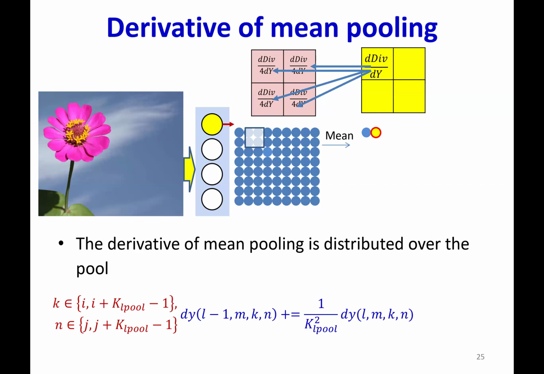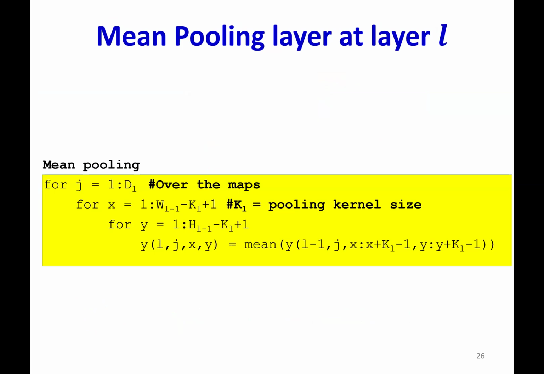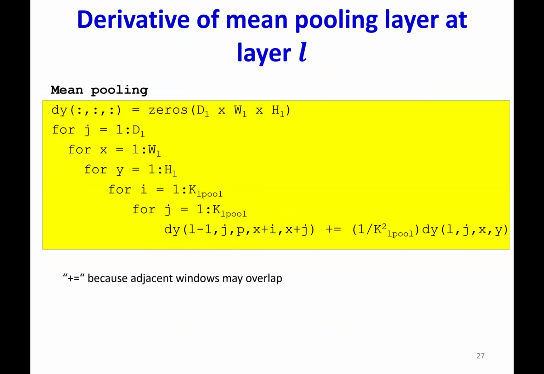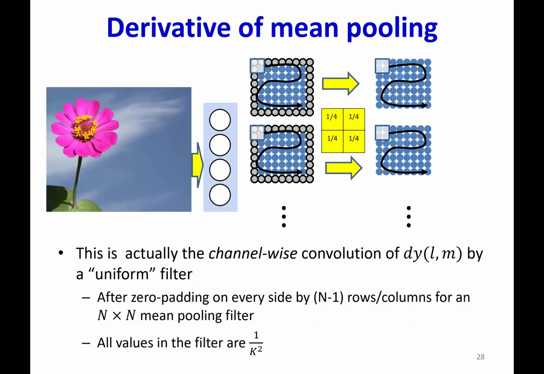Now, what does this operation look like to you guys? Upsampling? Not really. This was the mean operation going forward, and this is the pseudocode for the back propagation for mean pooling. But really, since each element is being spread across 4 elements, this is like having a kernel of four 1/4s. You zero pad the derivative map, and then you convolve it with this kernel. And that gives you the back propagated derivative map for the mean pooling. That makes sense?